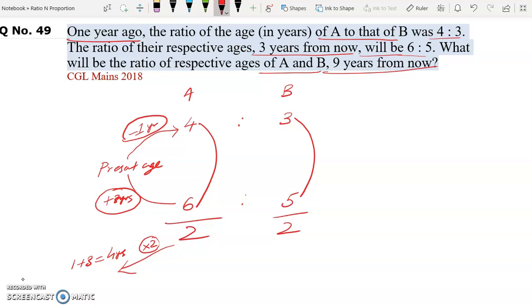Now if we need to find this 4 units, we will multiply this by 2. We will get 8. This multiplied by 2 will give us 6. So this age is of A and this age is of B 1 year ago. So present age will be how much? 8 plus 1 will be the age of A, and 6 plus 1 will be the age of B.